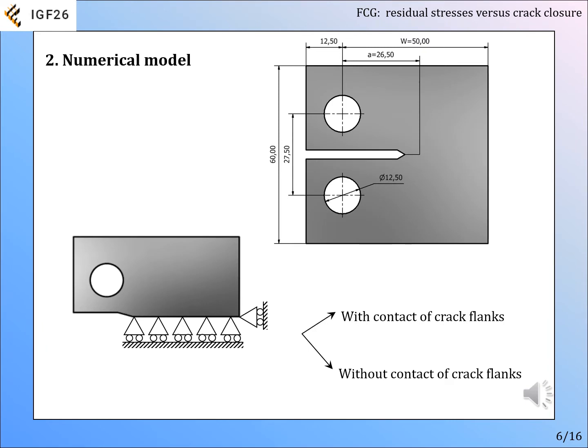A CT specimen with a width of 50 mm was studied. Only half of the specimen was modeled, considering adequate boundary conditions. The simulation was made with or without contact of crack flanks, which means that crack closure may be eliminated from the analysis. This is very interesting because it permits the isolation of the effect of crack closure.